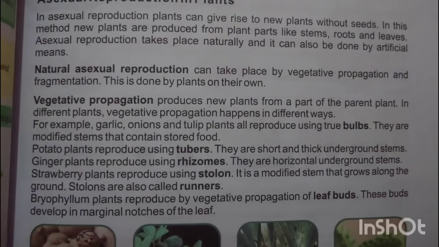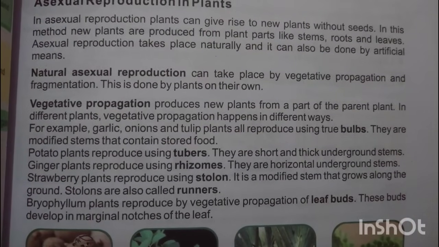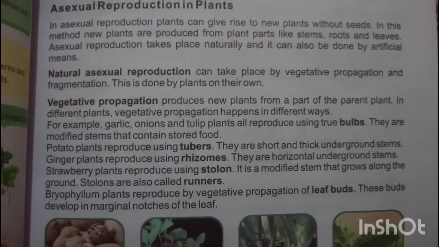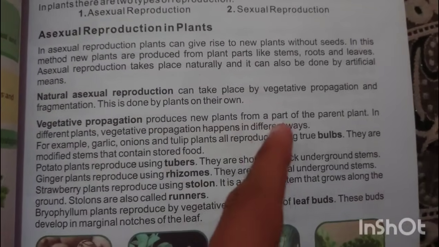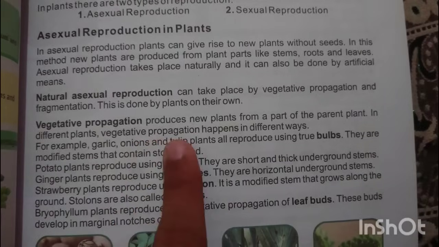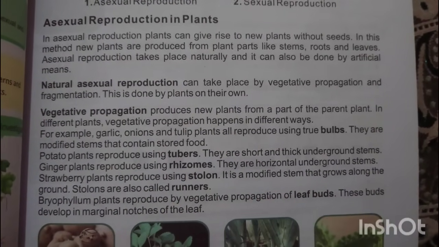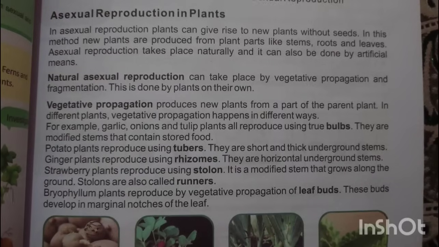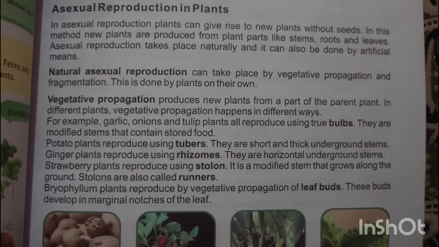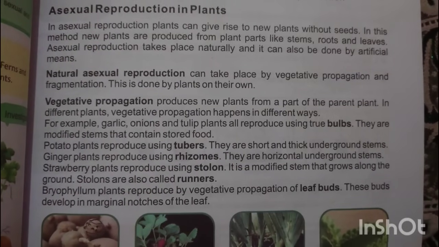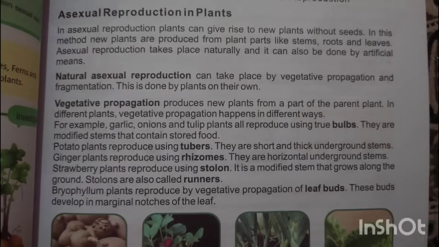Vegetative propagation produces a new plant from a part of the parent plant. In different plants, vegetative propagation happens in different ways. For example, garlic, onion, and tulip plants reproduce using true bulbs. They are modified stems that contain stored food. Potato plants reproduce using tubers. They are short, thick, underground stems.